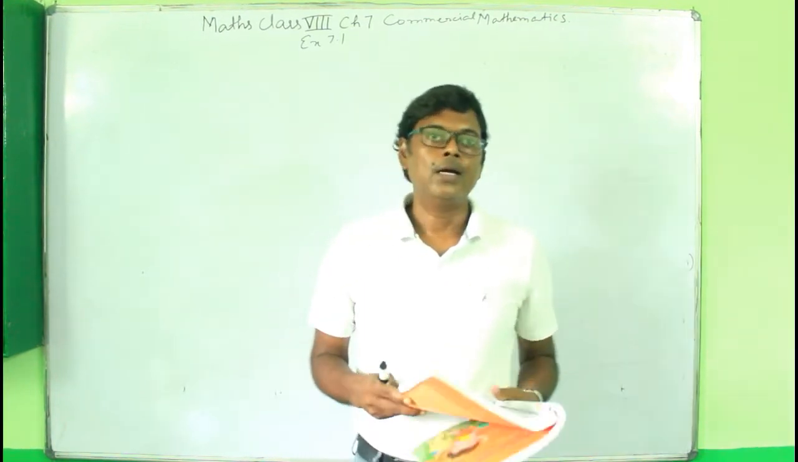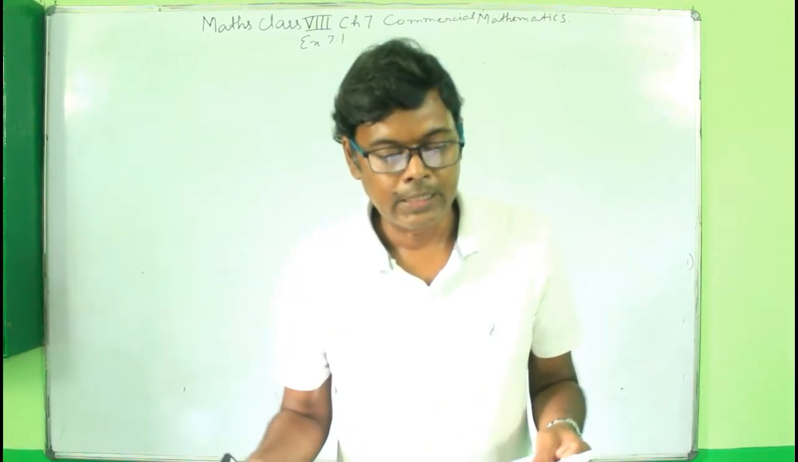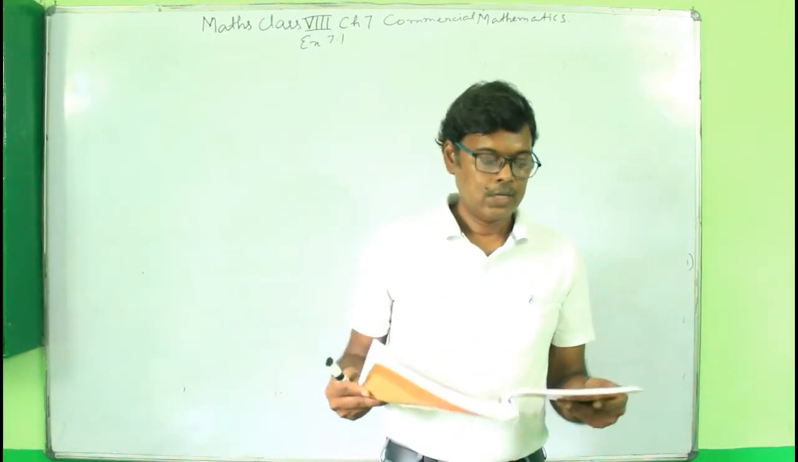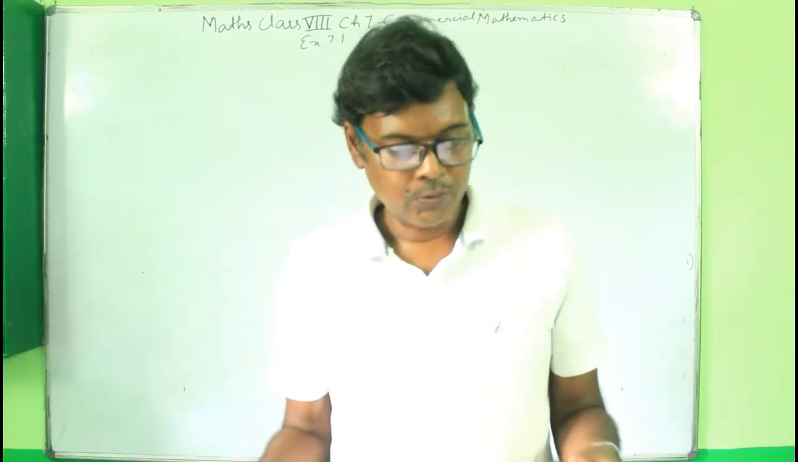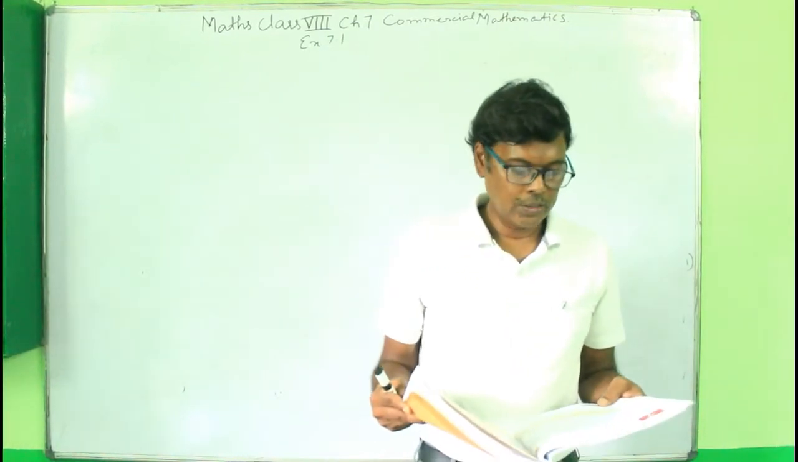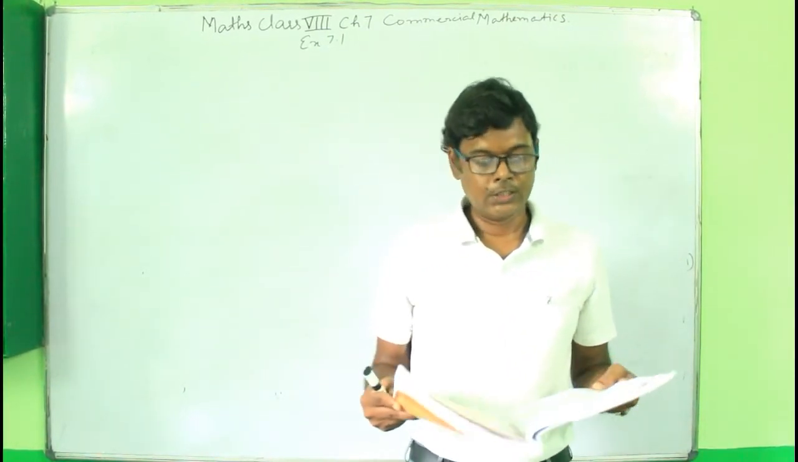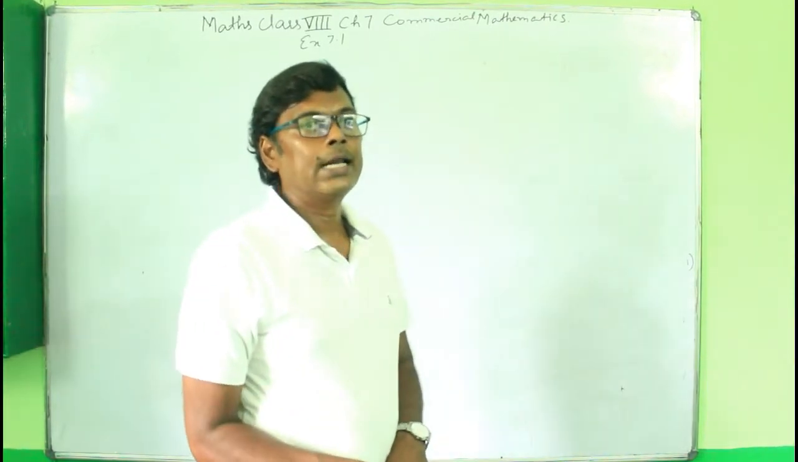Class, and now I will start this chapter 7, commercial mathematics. Open this book, and in this first I will explain you the variations. Here you have two types of variation. One is called the direct variation, and the other is called the indirect variation.